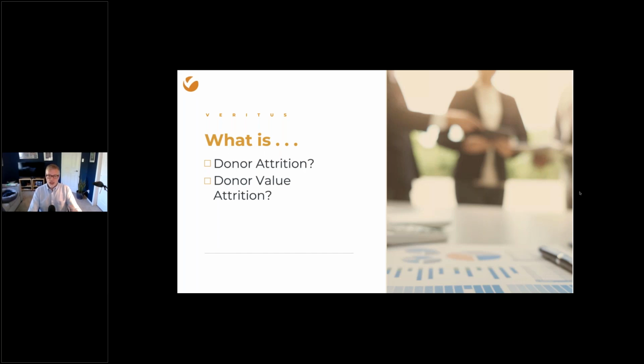Donor attrition is when a donor gives 1 year and they stop giving the next year. Donor value attrition is when a donor gives, let's say, $10,000 1 year, and the next year they give $5,000. They've lost 50% of their value from year to year. And many nonprofits don't look at donor value attrition.